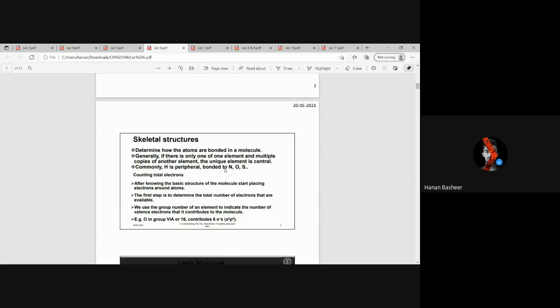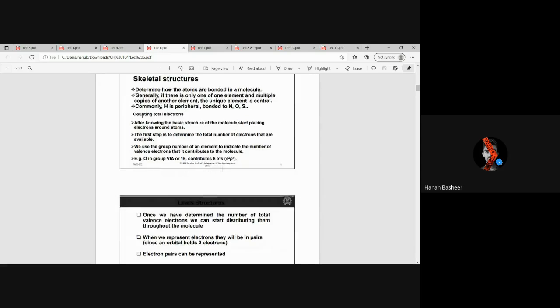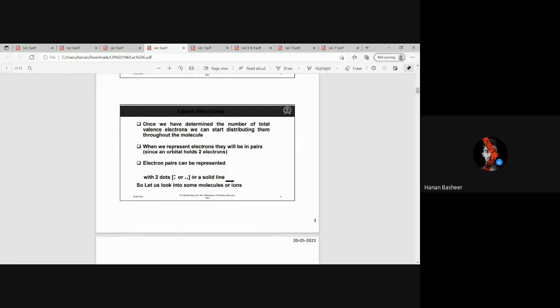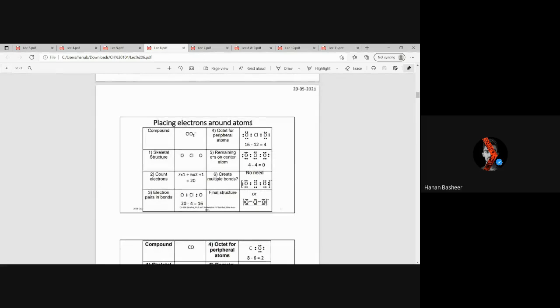Skeletal structures, how to draw skeletal structures. So we'll take a molecule, plot its atoms over space, and then make bonds between them by observing which atoms will share what number of electrons with each other. So it is just counting. This is the method of how we will draw. If we have two or three atoms in space, then we will draw double dots or a solid line to link them with each other. You can see that we are placing electrons around atoms. So first, how will we start?